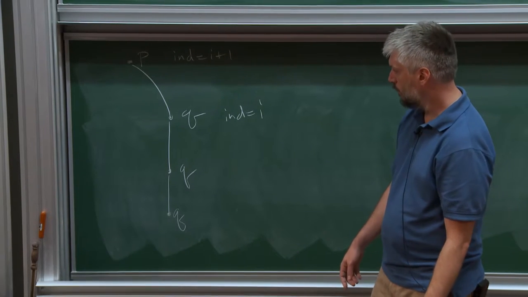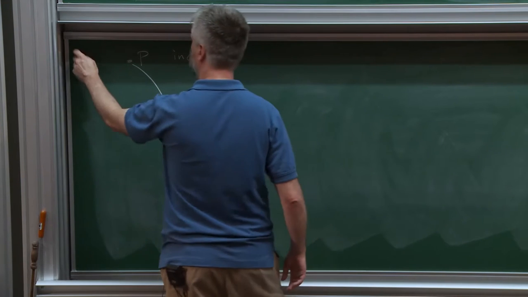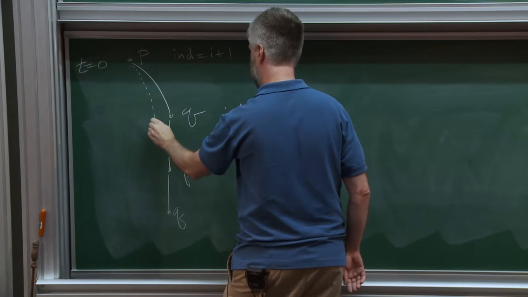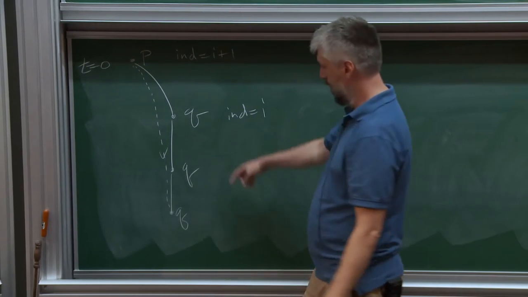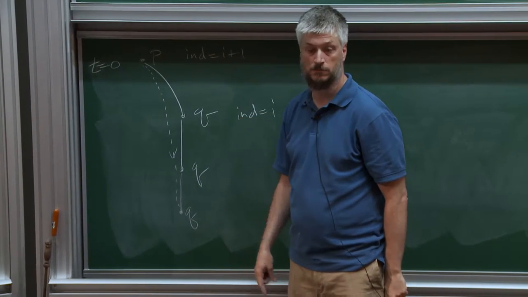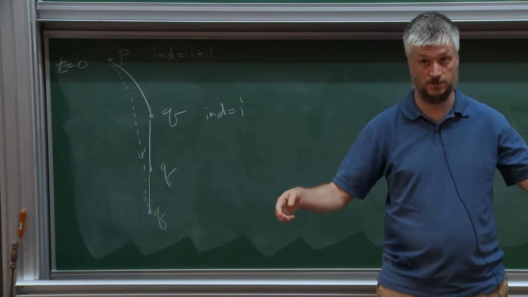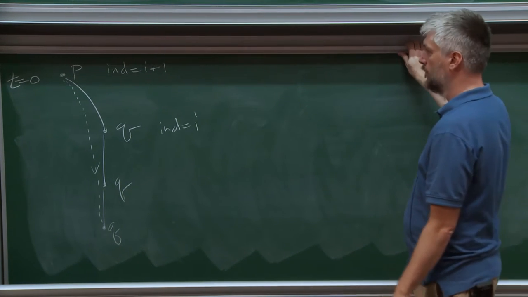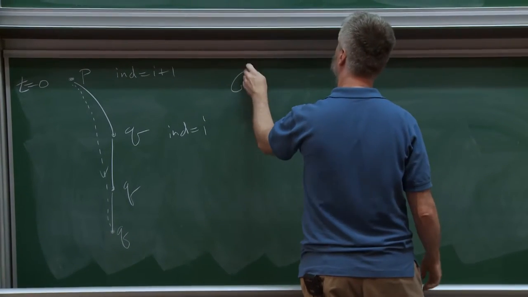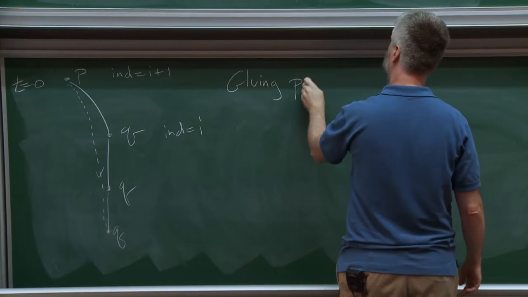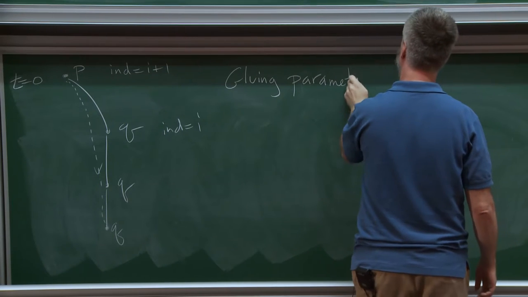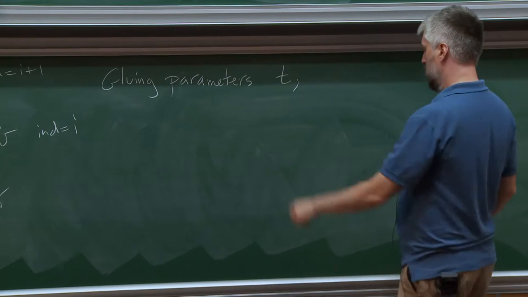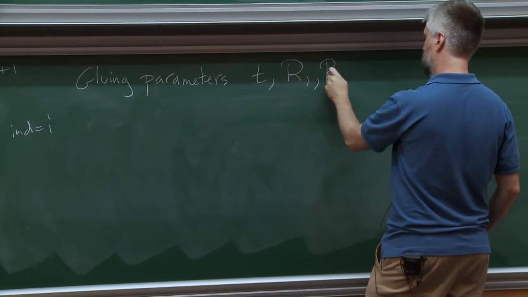Okay. So at time t equals 0, I have this configuration. And we could say, if t is non-zero but close to 0, does there exist a flow line which is obtained by gluing these three things together? So maybe there is, maybe there isn't. We can use a similar analysis. In this situation, there are three gluing parameters. Because t is as before, I'm just going to replace time 0 as time t. And then there's going to be an r1 and r2.